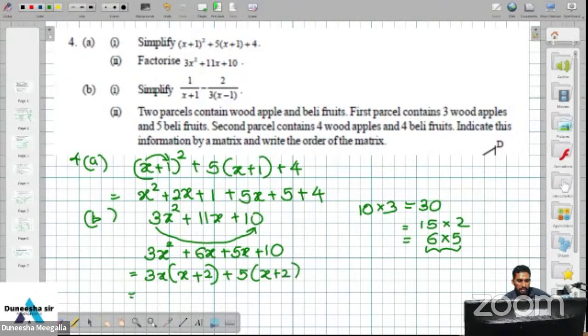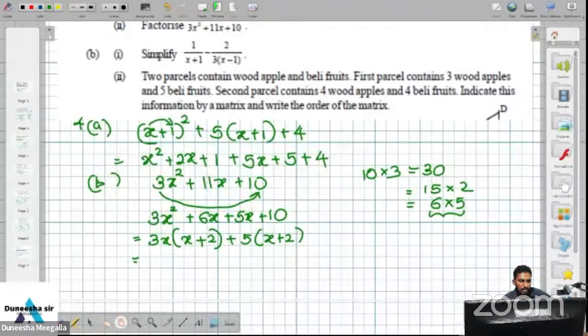Right? Then next step, what are the common terms? x plus 2 is the common term for both of these. We take that outside. Okay, 3x plus 5 remains in the other bracket. What is the factorization of 3x squared plus 11x plus 10? It equals (x plus 2) multiplied by (3x plus 5).